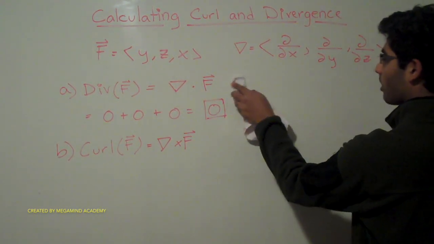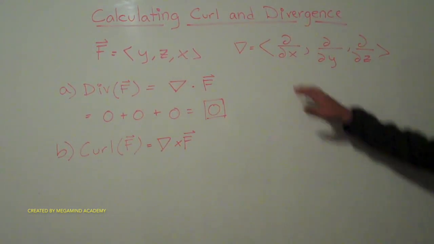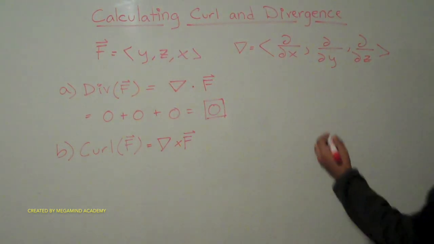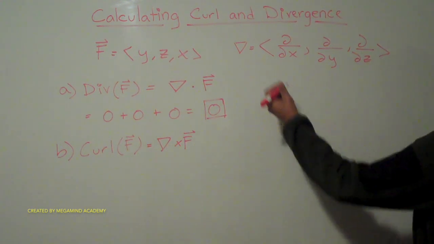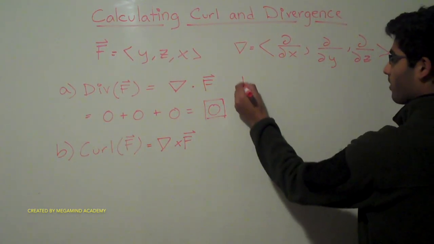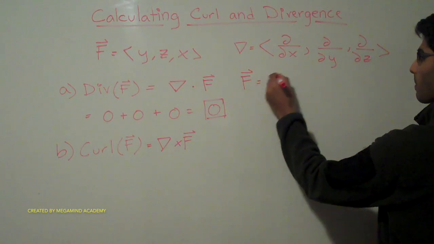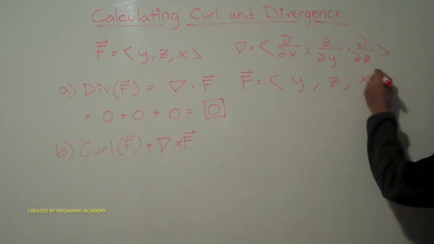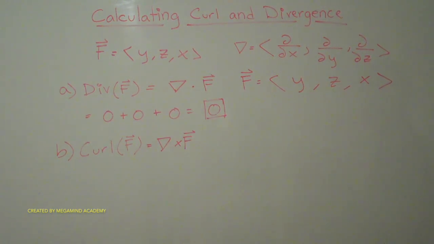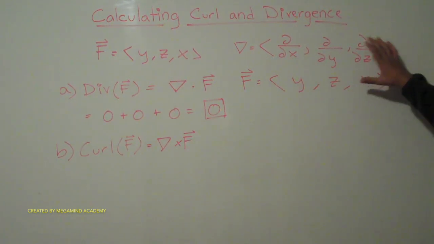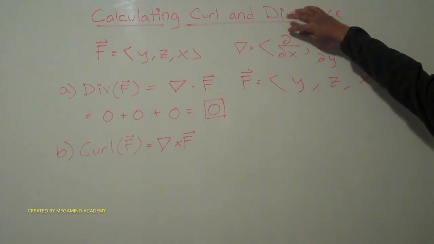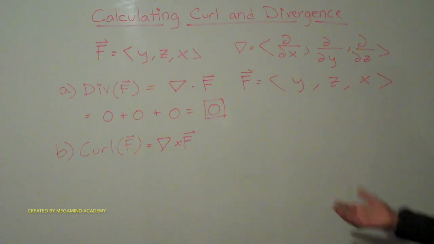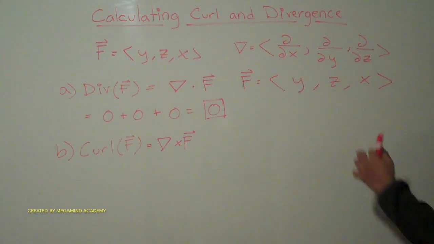So, how do we do curl? Well, we have to cross the del operator with the vector field. So, to do that, let's set it up like this. Let's just put this on top of the vector field: y, z, x. And now we have to cross them. So basically, we have this 3 by 3 matrix, so you can imagine the i, j, and k vectors on top. And we have to just use that to find the cross product.